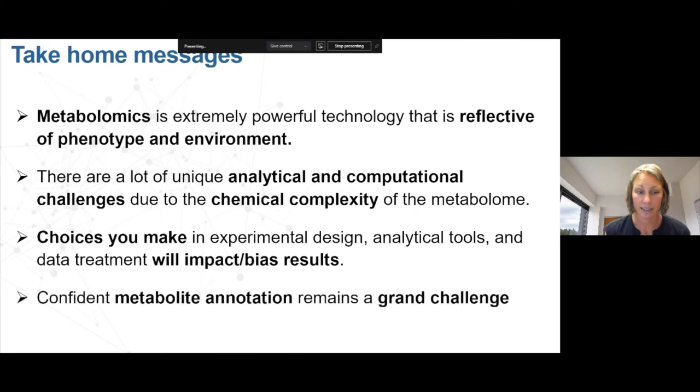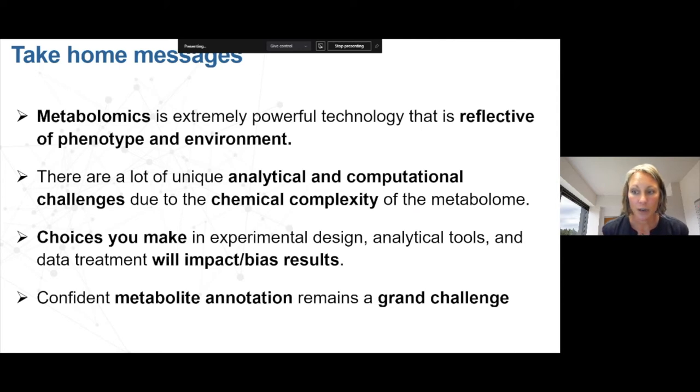And then finally, this concept of confident metabolite annotation, or translating our mass spec data into interpretable biological knowledge, really does remain a grand challenge in metabolomics. There's been a ton of progress made, but there are people actively working on this and trying to get better at it all the time.